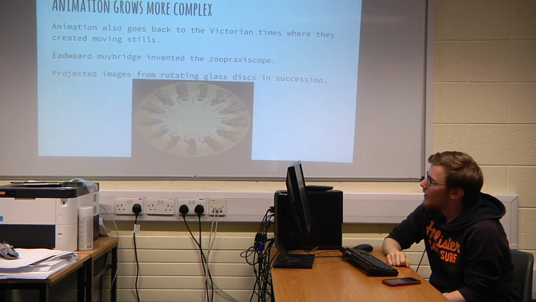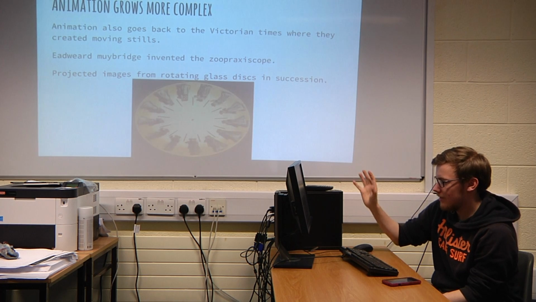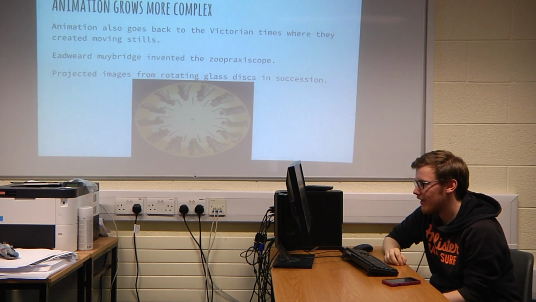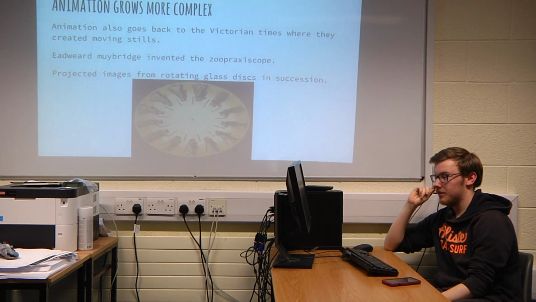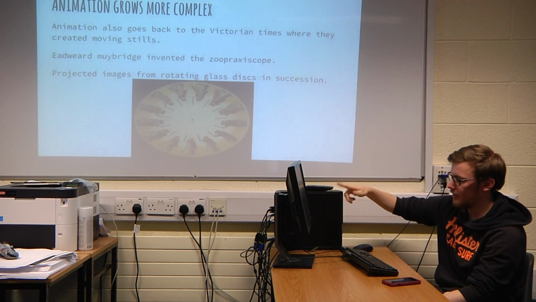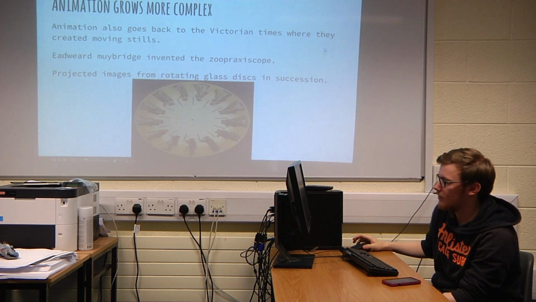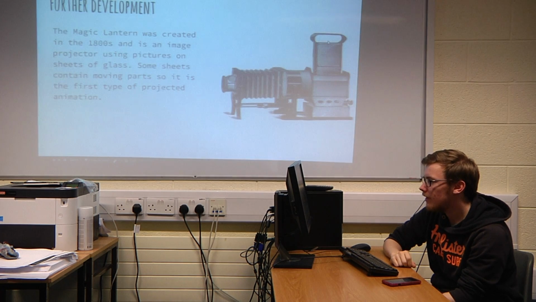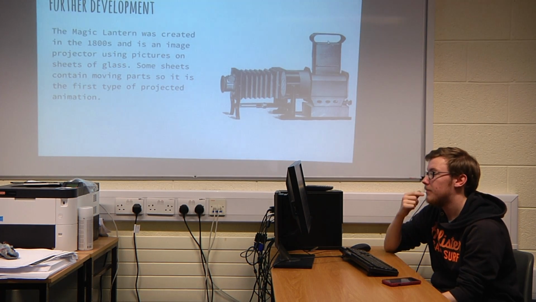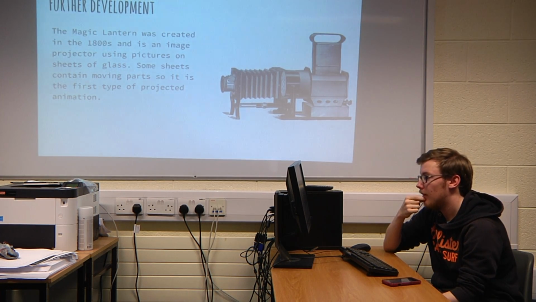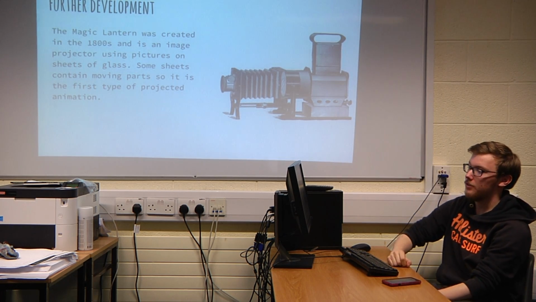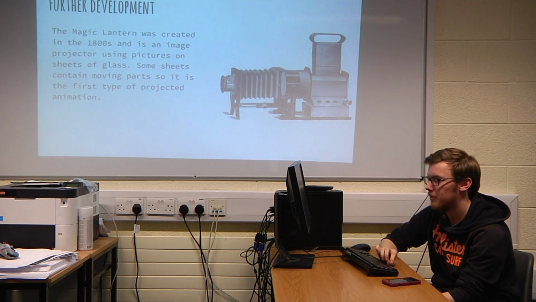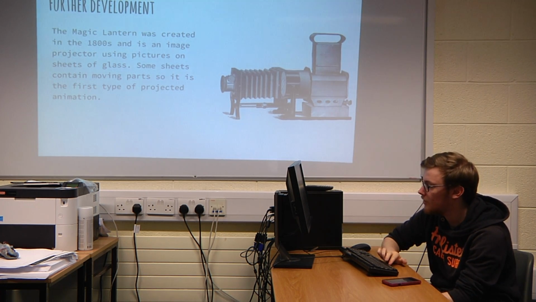Kind of around the 17th century, this is where it gets more complex. Eadweard Muybridge invented the zoopraxiscope, which projected images from rotating glass discs in succession, which creates this illusion here of these two people dancing. And further development of things like the magic lantern, which was also created in the 17th century, is an image projector that uses pictures on sheets of glass, and some sheets contain moving parts, so it's considered the first time of projected animation.